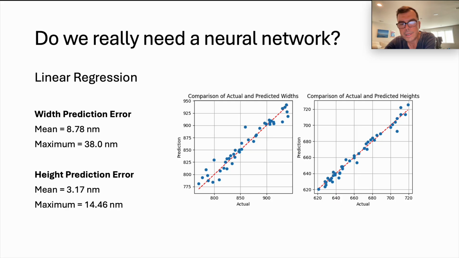First, I used linear regression. I always do this to see whether we really need something fancier or not. As you can see, on the x-axis we have the actual values and on the y-axis the predictions. This is for the width, and this is for the height. Even though we have the trends, the errors are serious. The mean error for the width prediction is 8.8 nanometer, and for the height prediction 3.2 nanometer. The maximum errors are really high, 38 nanometer and 15 nanometer. That's why simple methods like linear regression are not good enough.